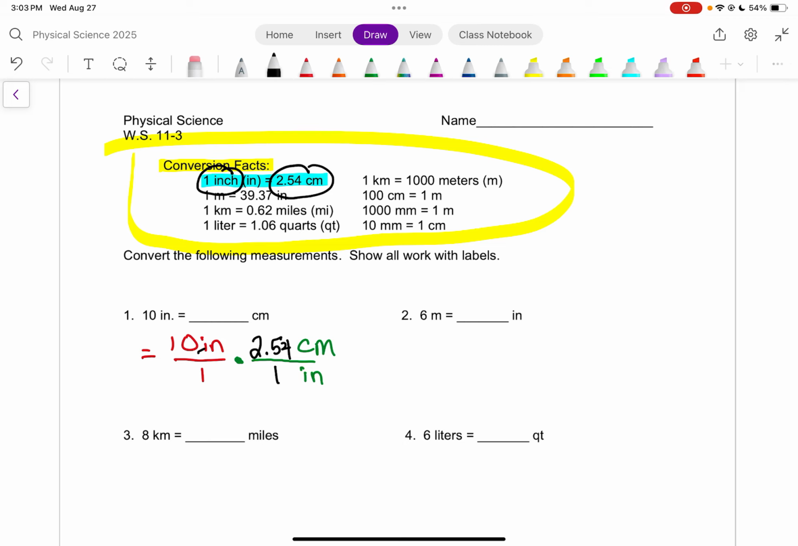My inches are going to cancel off. I've got 1 on top, 1 on bottom. And any fraction I multiply straight across. So I'm just going to, oh, those are supposed to be arrows, you guys. I'll try to clean those up a little bit. And I'm using up a little bit more space.